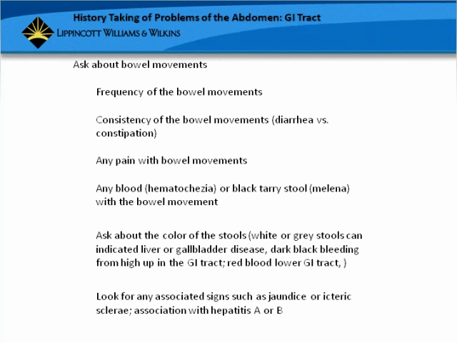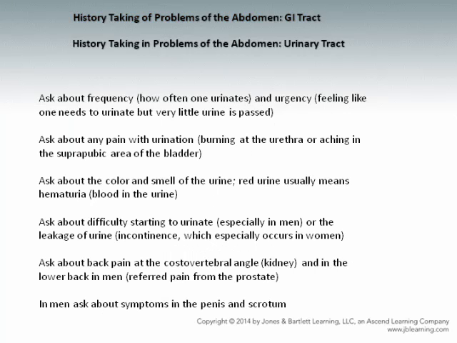White or gray color is indicative of gallbladder disease. Dark black indicates bleeding from high in the GI tract. Red blood is usually lower in the GI tract. The dark one is because it's higher up, it's taking longer to go, so it's older blood, whereas when it's lower, it's more bright and more frank. Look for associated signs such as jaundice or scleral icterus, because those can be associated with hepatitis or some kind of liver obstruction.